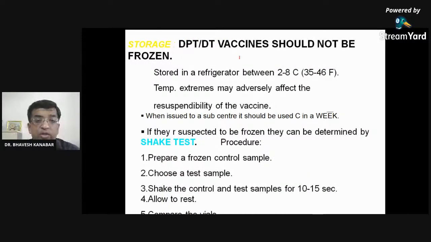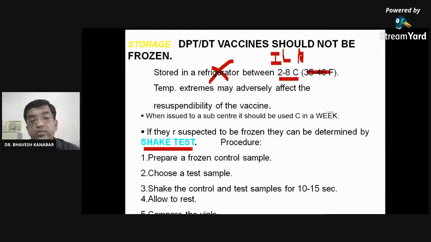So, storage of this diphtheria vaccine: remember, all vaccines should be stored at 2 to 8 degrees centigrade, not in a refrigerator but in an ILR. All the vaccines are stored in the ILR between 2 to 8 degrees centigrade. Remember, in centigrade; forget about Fahrenheit, right? For vaccines, the shake test is also used to check whether the vaccine is frozen or not. So in this slide, just remember the temperature as well as the name of the test, the shake test.